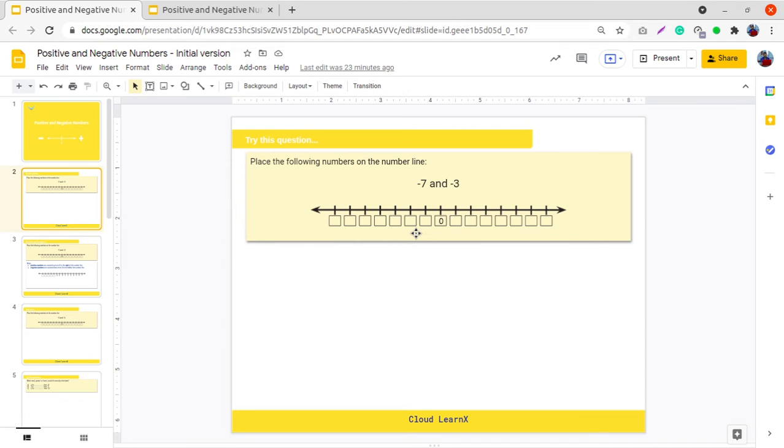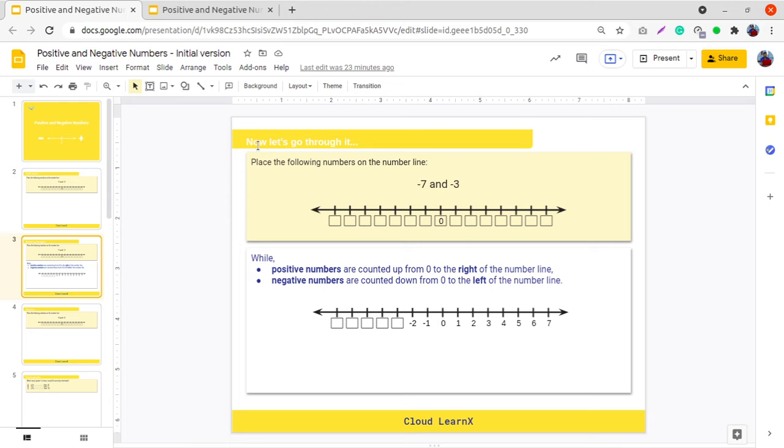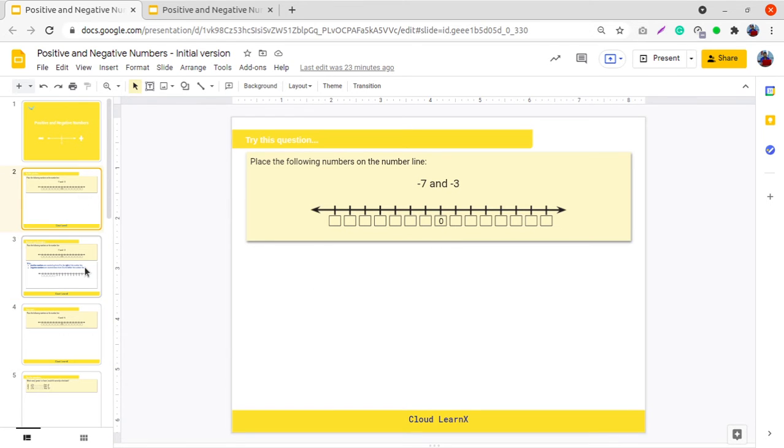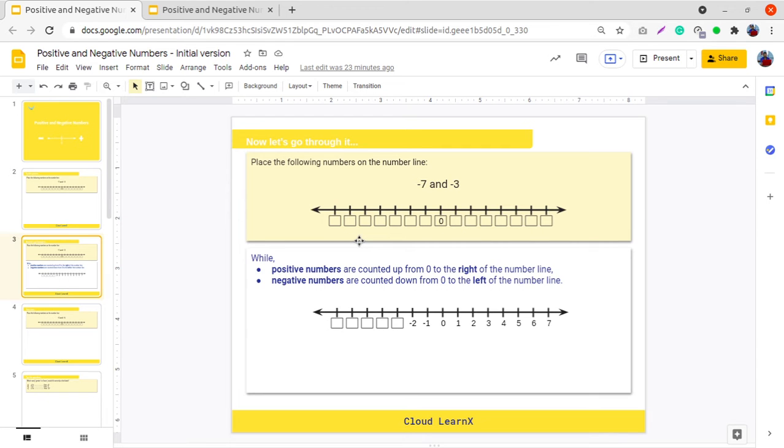So generally we like to have a try-this question to start off, to see where the student stands. I like this, it's pretty simple. We just want to keep the negative numbers on a number line. And then what we do is we follow up with where you go through it. Based on how the student did this, we would use this one.